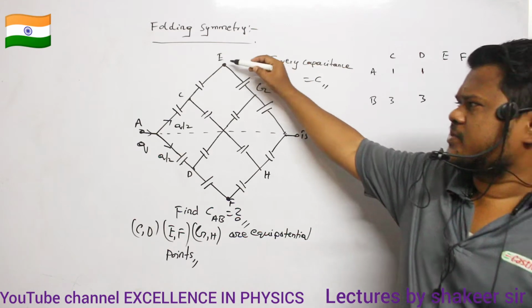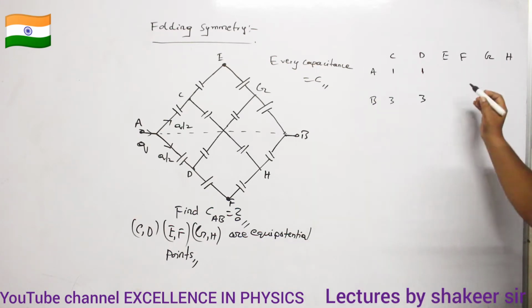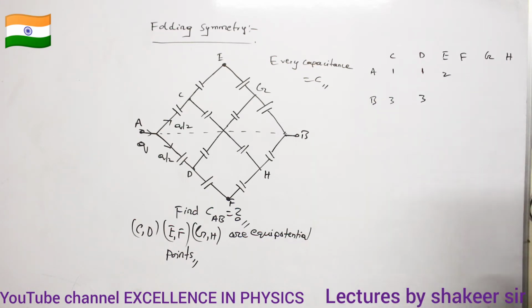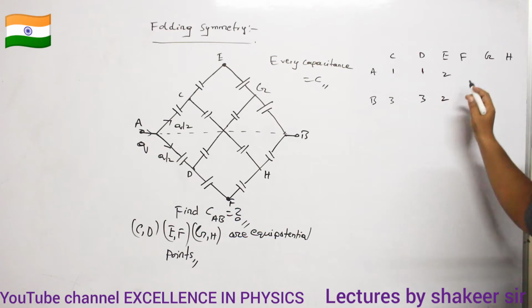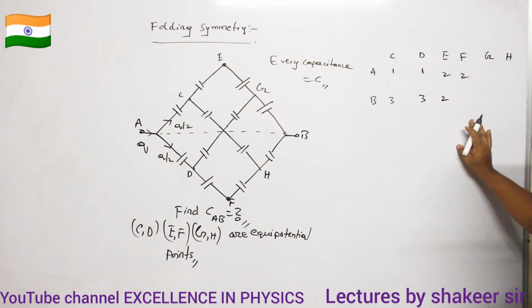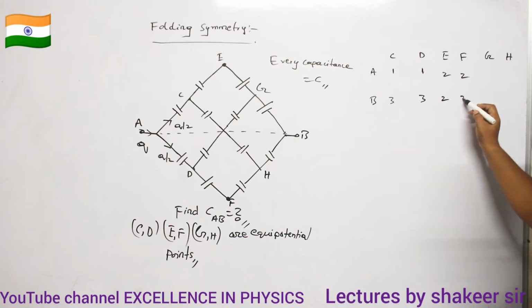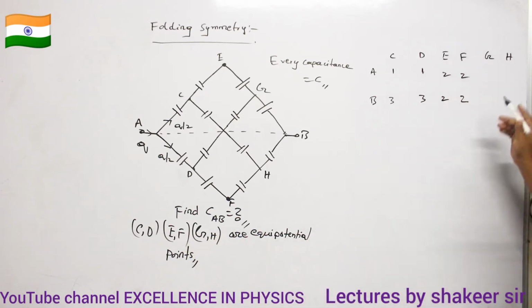Where is E? E is present here. So from A, how many capacitors do I have to cross to reach point E? 2. Shortest is only 2. Clear? From B also 2. Next, to reach point F from A, 2. From B also 2. So can I say E and F are also equipotential points? Clear? Next, go for G.